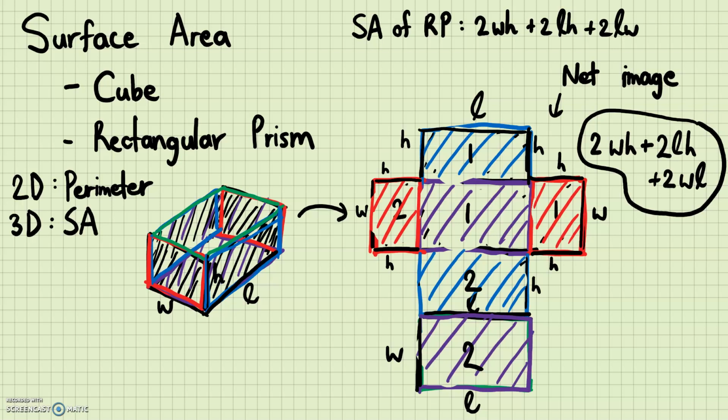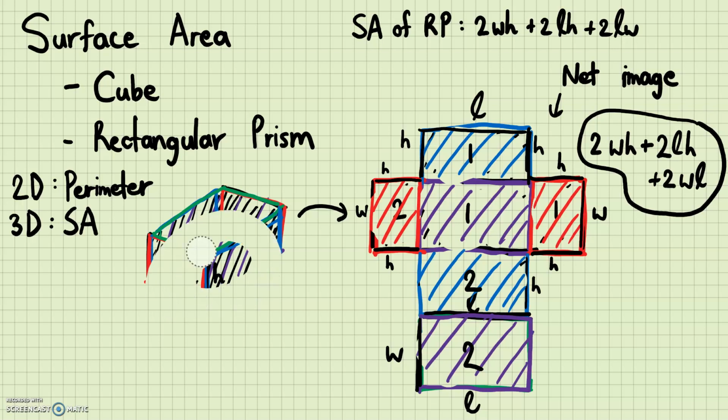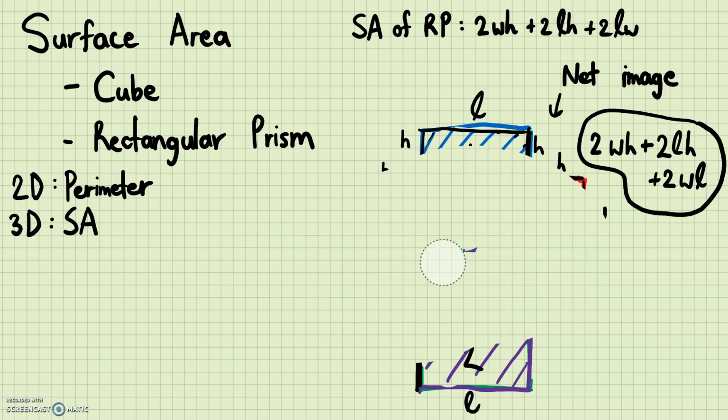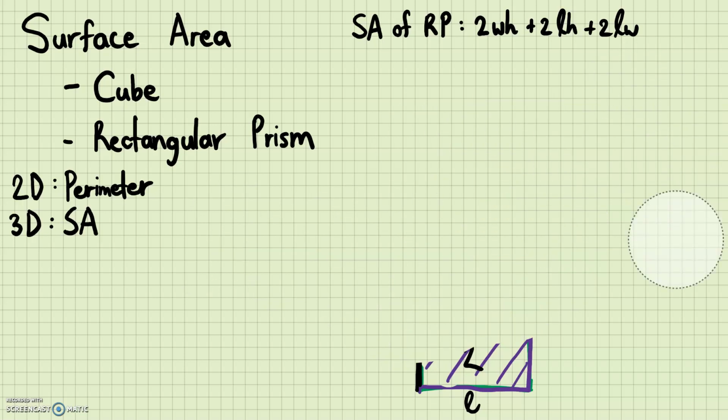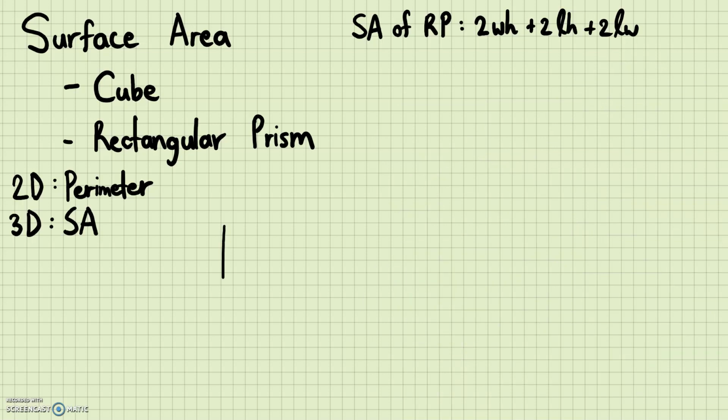Again, don't force yourself to memorize the formula, but you must be able to derive the formula once you know the measurements of a rectangular prism. So now let's try the cube. The cube is actually much easier than the rectangular prism, and you'll see why in a bit. It's going to have a similar net image. So a cube looks like this.